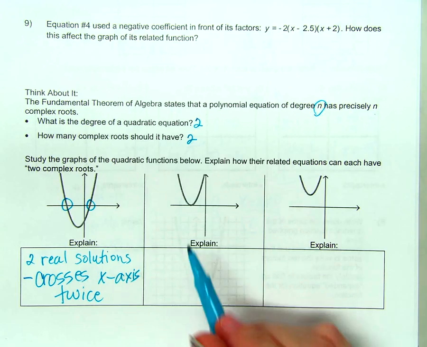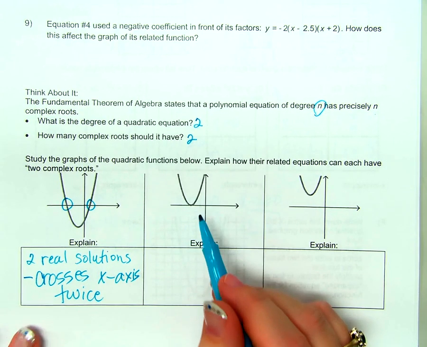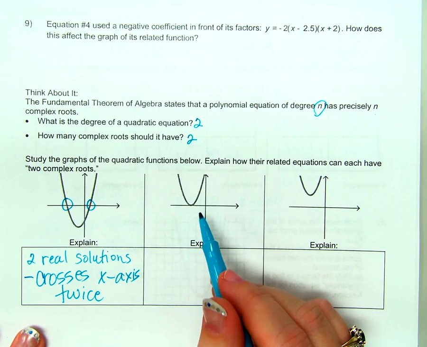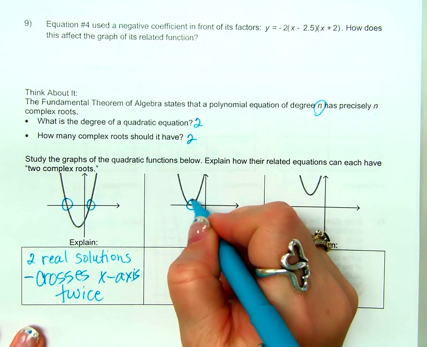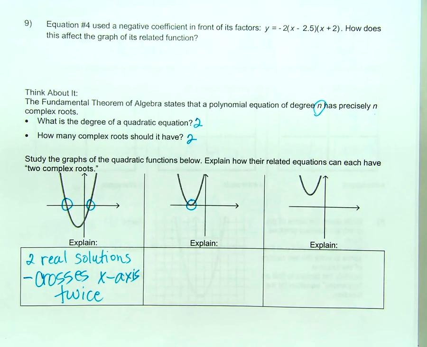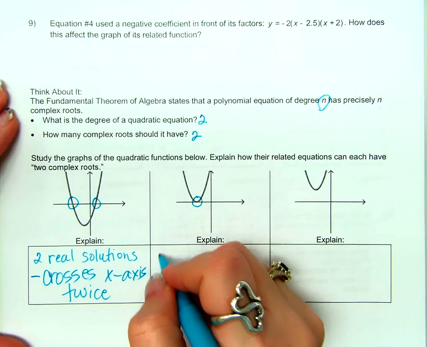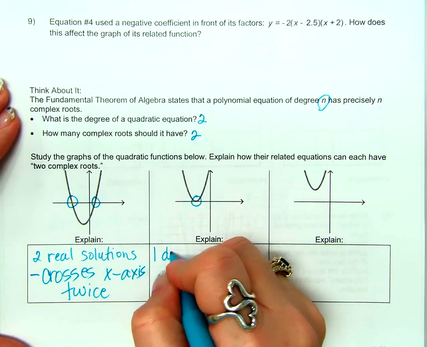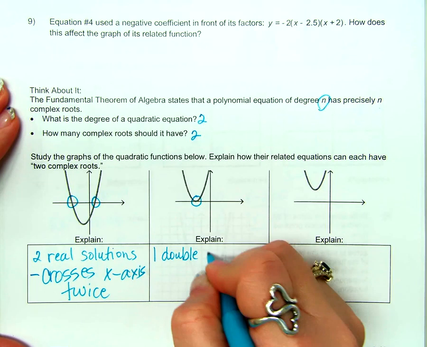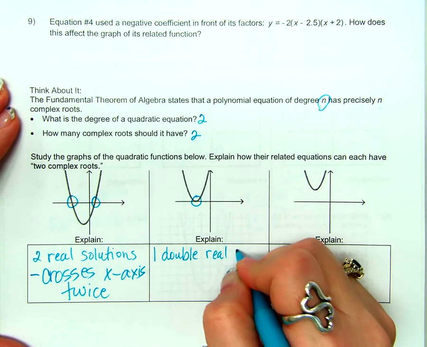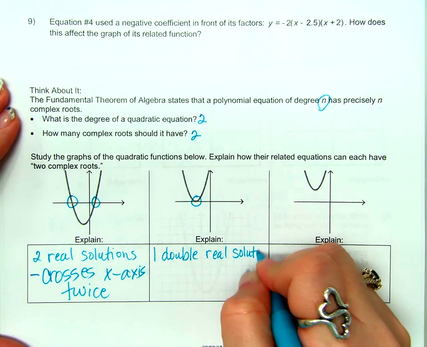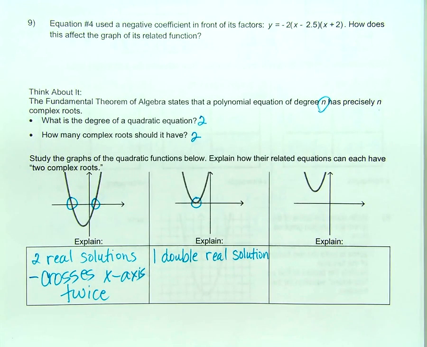So explain this to me then. How many solutions does this have? How many is it supposed to have? So is it wrong? Is the definition wrong? This has 1 double real solution. What in the world do I mean 1 double real solution?